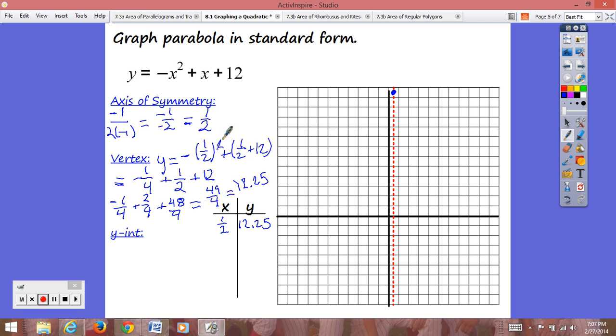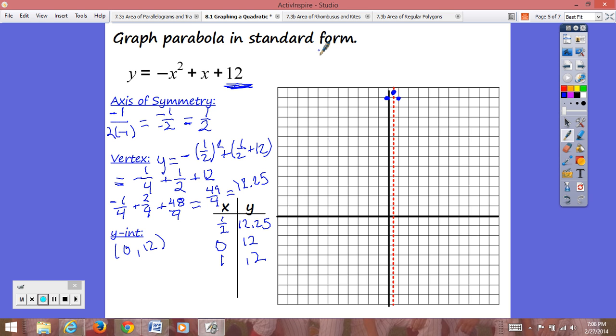Then our y-intercept is 12. So our y-intercept is going to be located at 0, 12. Put that point in, and then flip it over the x-axis, or axis of symmetry, and it'll be at 1, 12 as well. Plot our 2 points. We need one more point before we can draw our parabola.